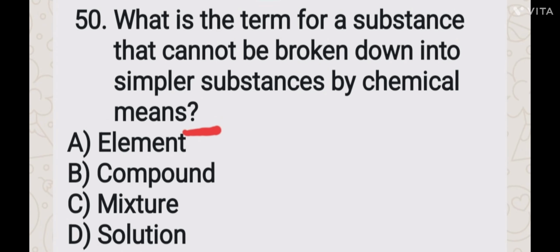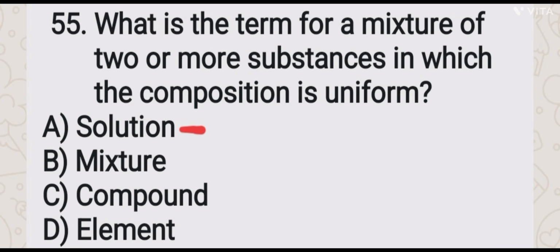What is the term for a substance that cannot be broken down into simpler substances by chemical means? Option A. Element. What is the term for a mixture of two or more substances in which the composition is uniform? Option A. Solution.